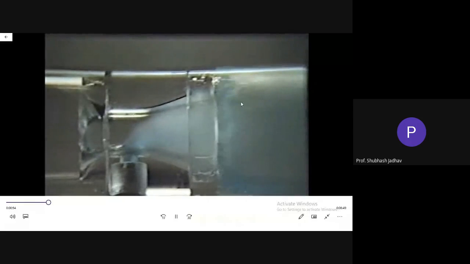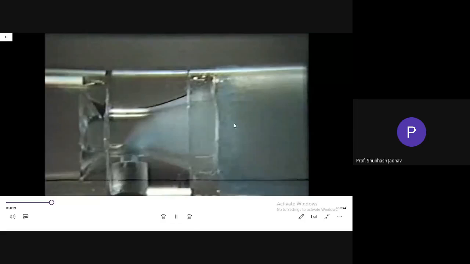So you can see over here. Okay. The breaking of the droplets and mixing is shown here. So I hope everybody is getting the principle of how the carburetor works. Can anybody confirm whether you understood the principle?